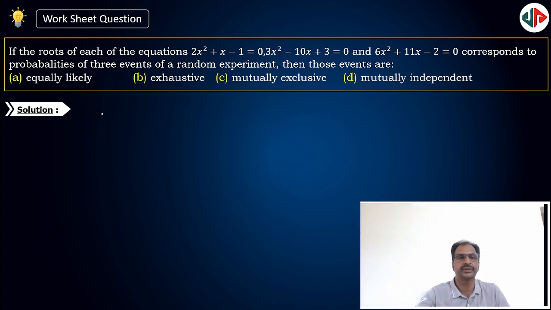Each of the roots of the equation corresponds to probabilities of 3 events of a random experiment. Then those events are dashed. Let us find roots of quadratic equations.